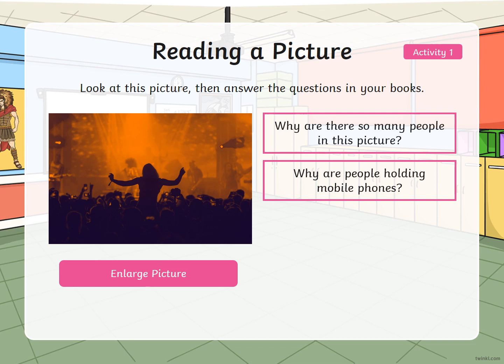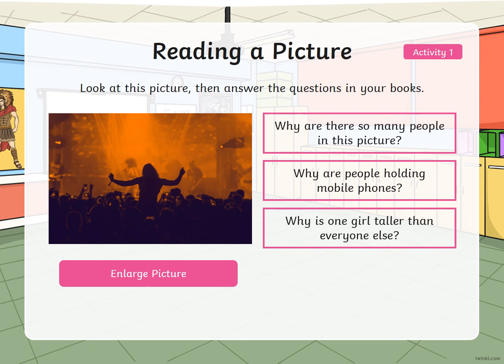Next question, why are people holding mobile phones? So you can see people got mobile phones in the air. Why have they got these in the air? What are they doing with those? Next question, why is one girl taller than everyone else? So you can see the girl in the middle, she's above all the other people. How do you think she's above everyone else and why?